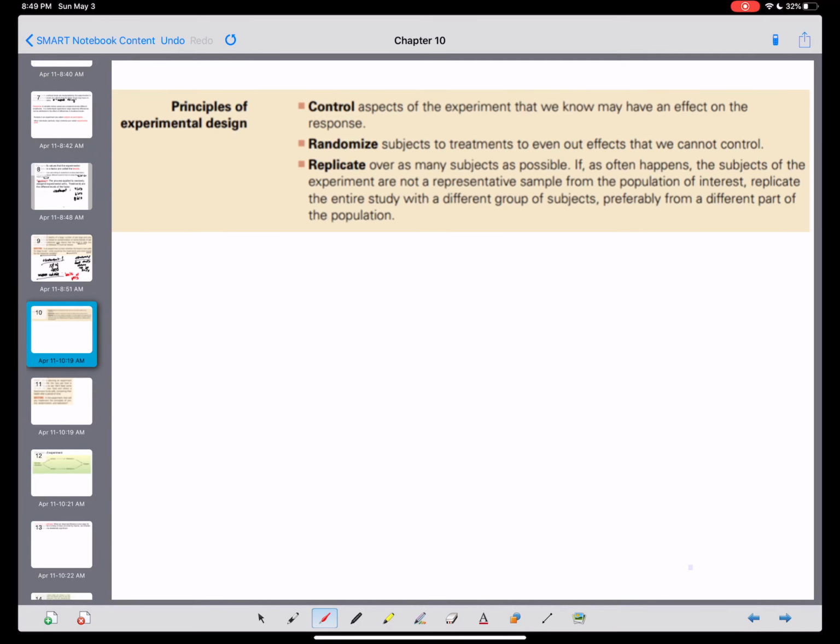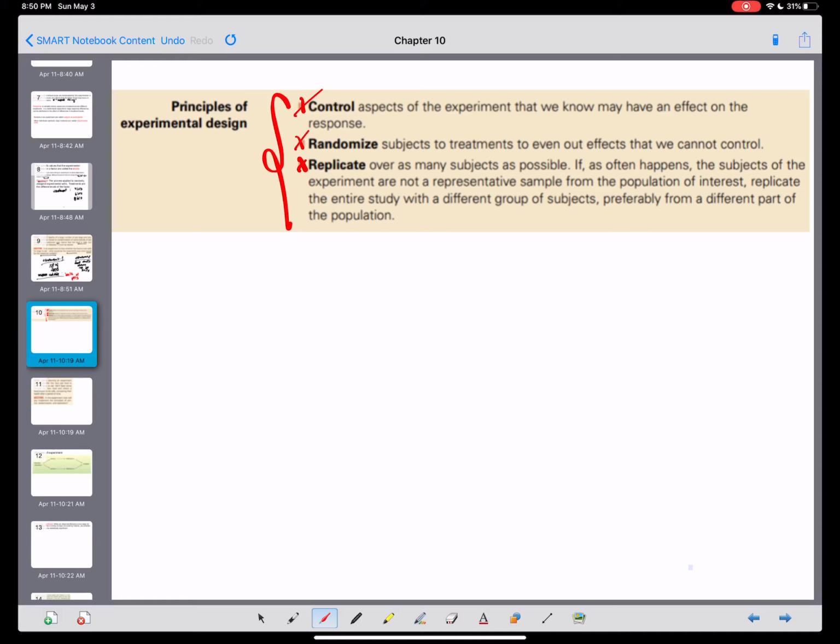So in an experiment, there are 3 big things that you want to talk about. The first thing is called a control: aspects of the experiment that we know may have an effect on the response. The second is randomize, like we want to randomize. And then replicate. We want to do the experiment again. We don't want to just do the experiment one time. We want to do it again.